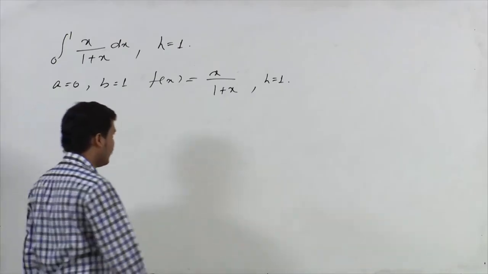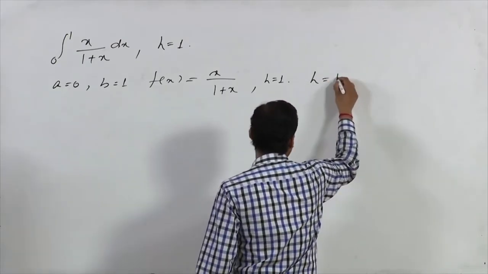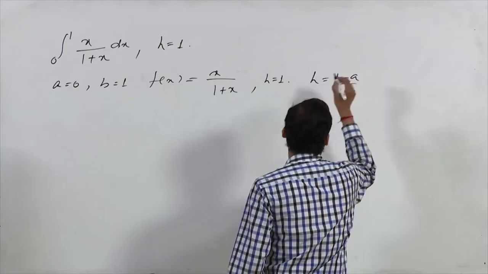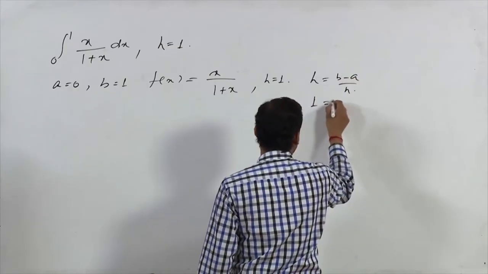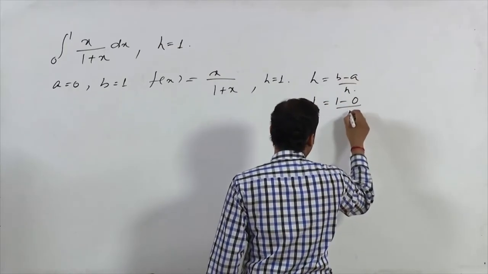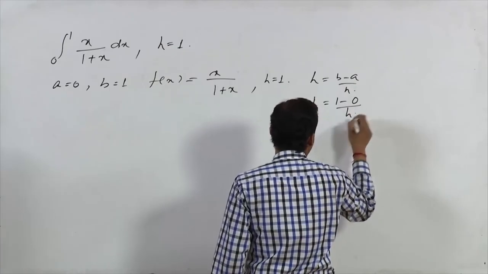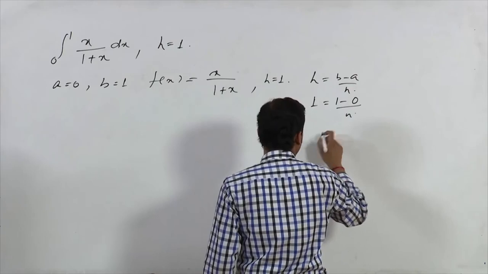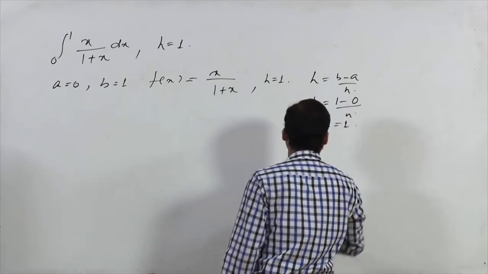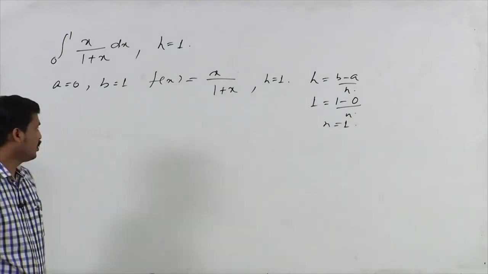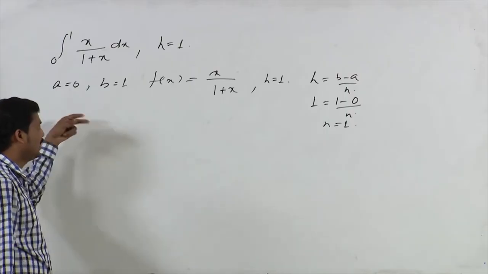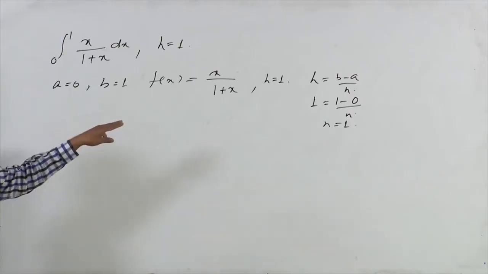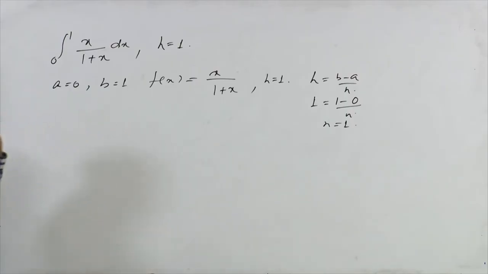Usually we define h equals b minus a by n. So, that is why h is given as 1: 1 minus 0 by n, so n equals 1 here. So, we can use the trapezoidal rule by considering all these values given to us.